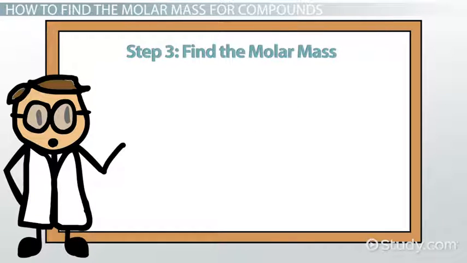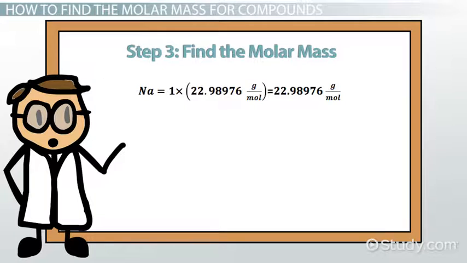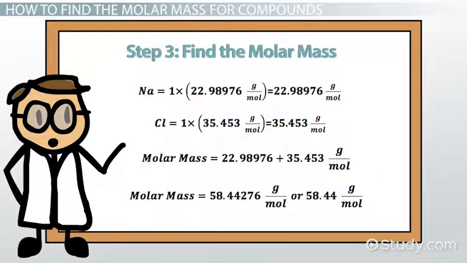Step 3. Find the molar mass. Now that we know how many atoms there are for each element, we can find the molar mass. First, we calculate the mass of the sodium atoms, which is 22.98976 grams per mole. Next, we do the same for the mass of chlorine atoms, which is 35.453 grams per mole. Then we add these two masses together to find the total mass of sodium chloride molecules. This comes out to 58.44276 grams per mole, which we can round to 58.44 grams per mole.